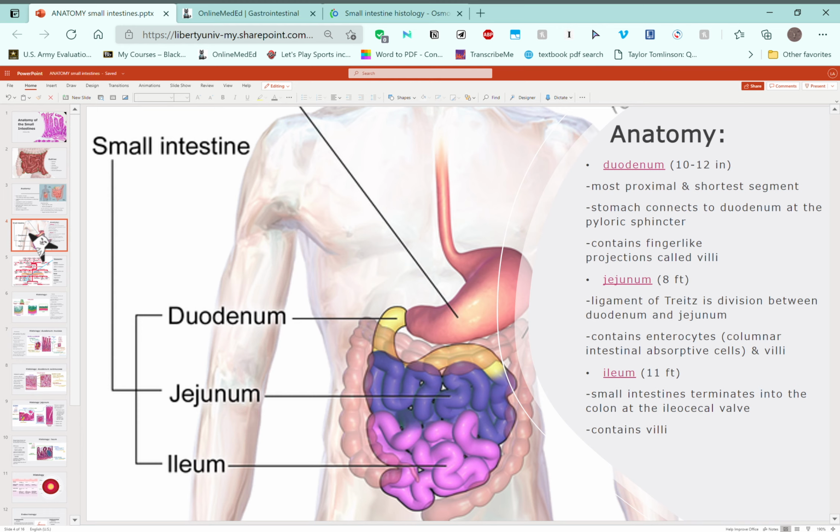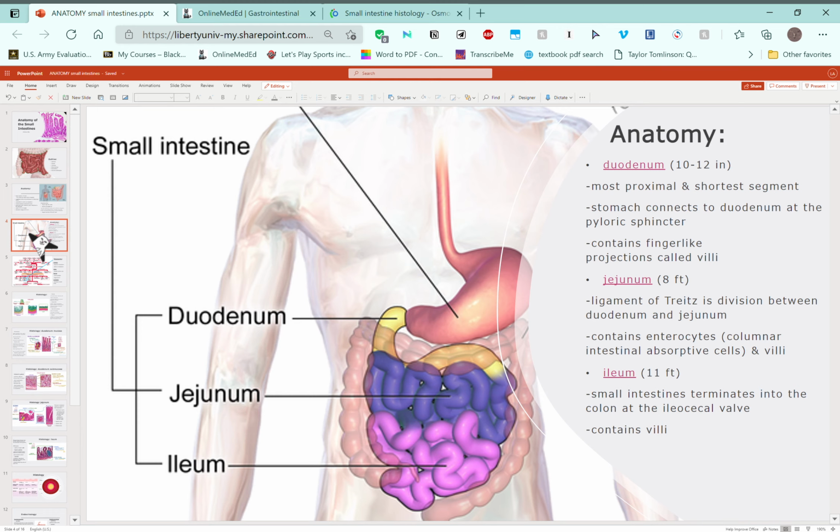The next area, which would be blue here on this picture that we have in the slide, is the jejunum. There's the ligament of Treitz, which is the site of the division between the first part of the small intestines, the duodenum, and the jejunum. The epithelial layer of the jejunum will contain enterocytes, which are cells that are really important for absorption of nutrients going through the GI tract, and it will also contain those villi projections.